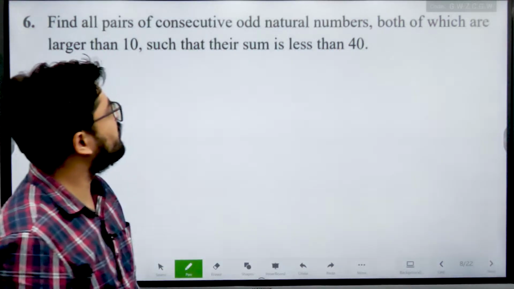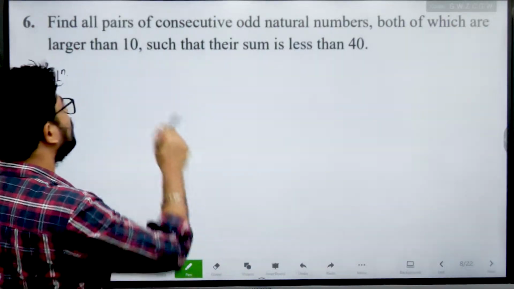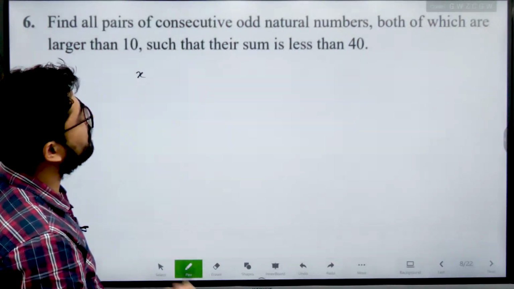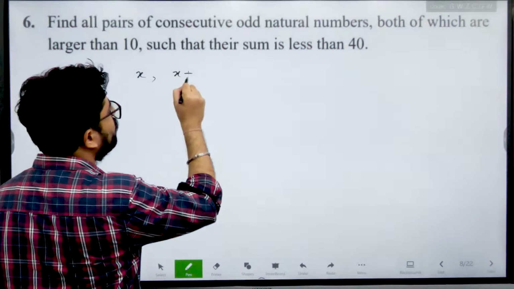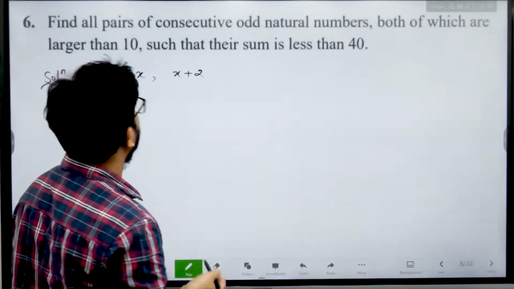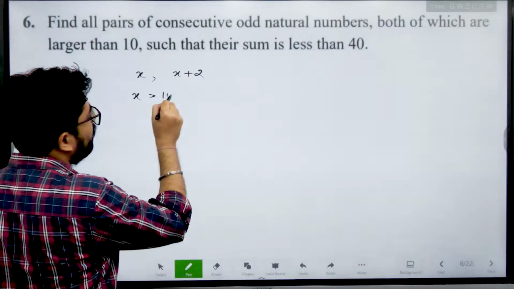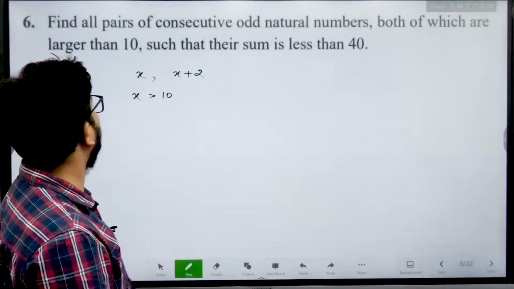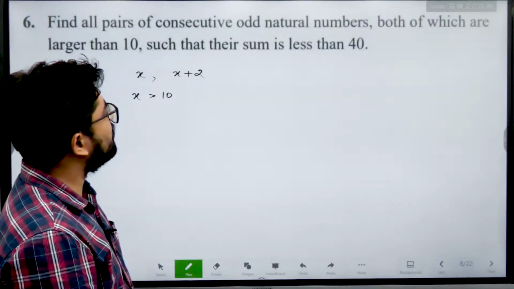find all pairs of consecutive odd natural numbers, both of which are larger than 10. Let's say your number is x. You have to find consecutive odd natural numbers, so the next odd natural number is x plus 2. You are given that both of which are larger than 10, so x must be greater than 10. Very good.